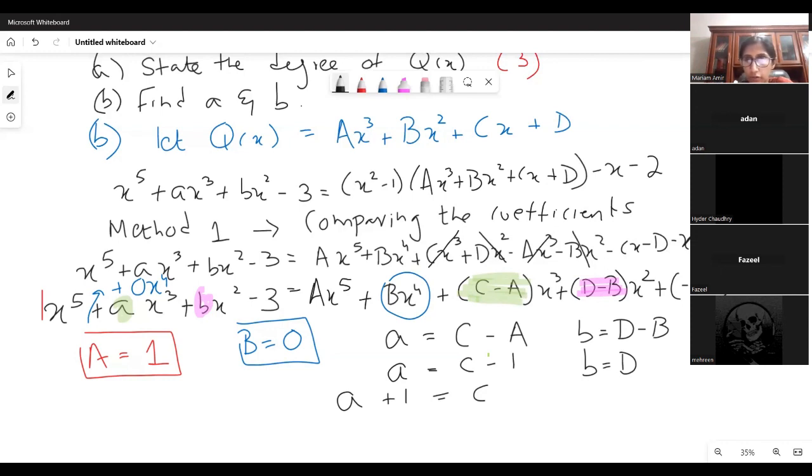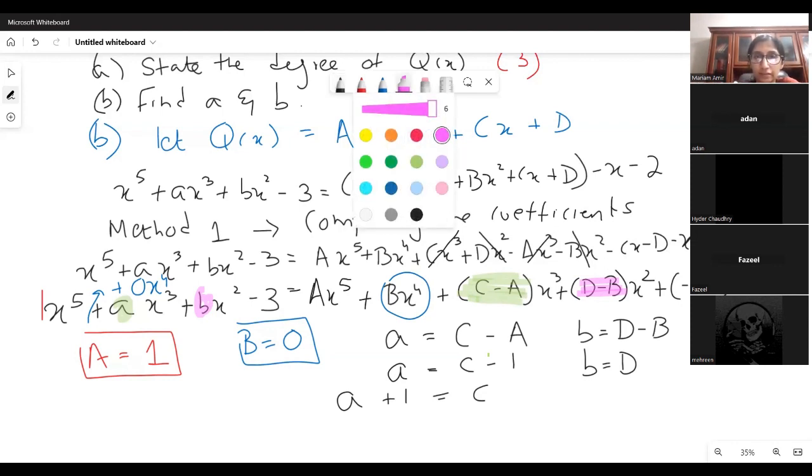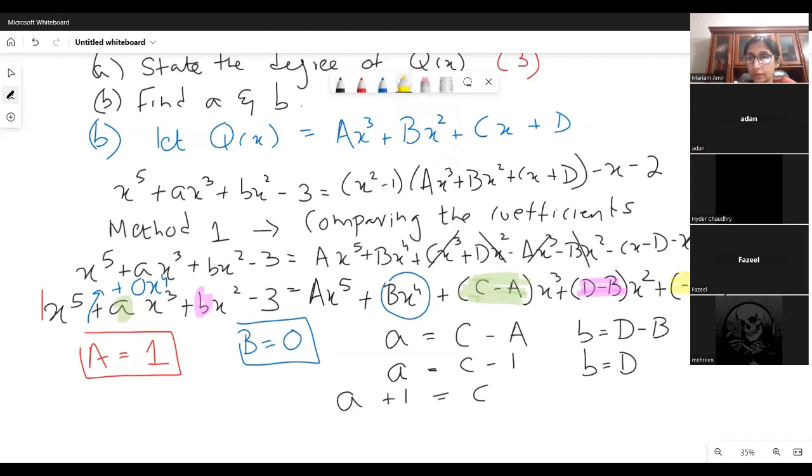Now the coefficients of x on both sides. On one side the coefficient of x is minus c minus 1. And there's no term in x at the left hand side. That means you can write plus 0x, which means that minus c minus 1 is equal to 0. That means c equals minus 1. So c equals minus 1.